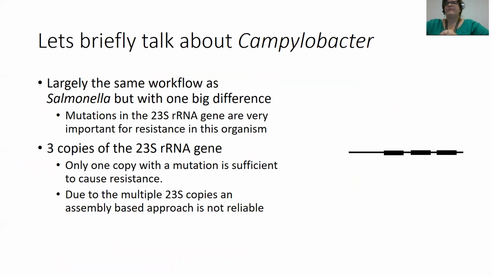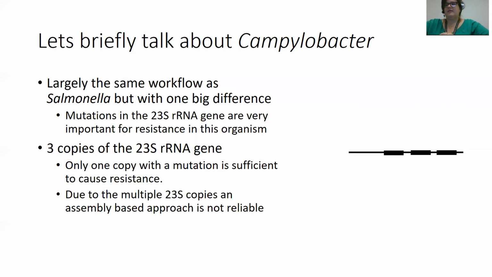So let's briefly talk about Campylobacter, since that was the Salmonella scheme, just because there are some interesting caveats and adjustments that we had to make to modify our workflow to make this work for Campy. So it's largely the same workflow as Salmonella, but one big difference. Mutations in the 23S rRNA gene in Campy are very important for resistance in this organism. These mutations confer resistance to macrolides, which is an important treatment option for severe Campy infections.